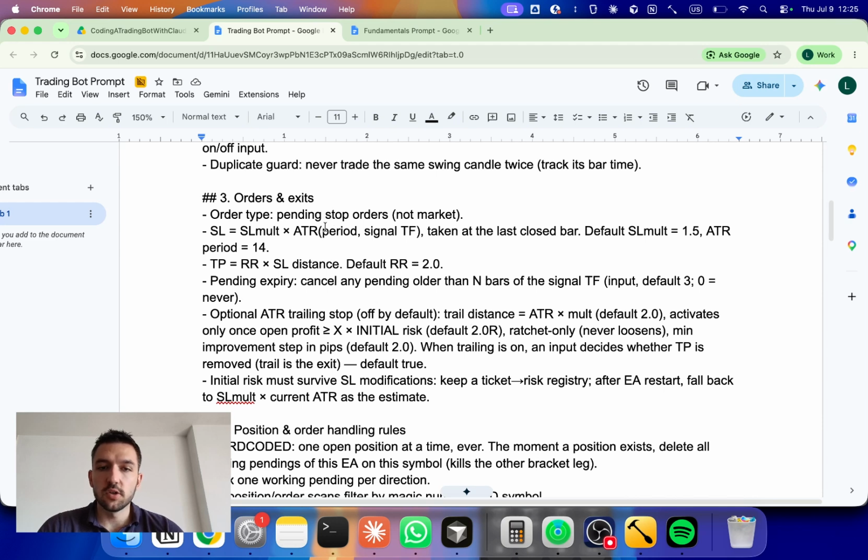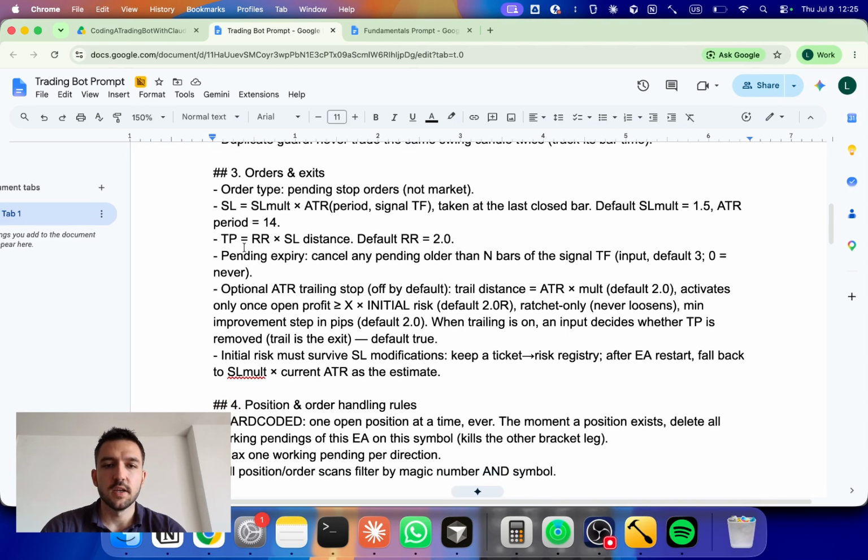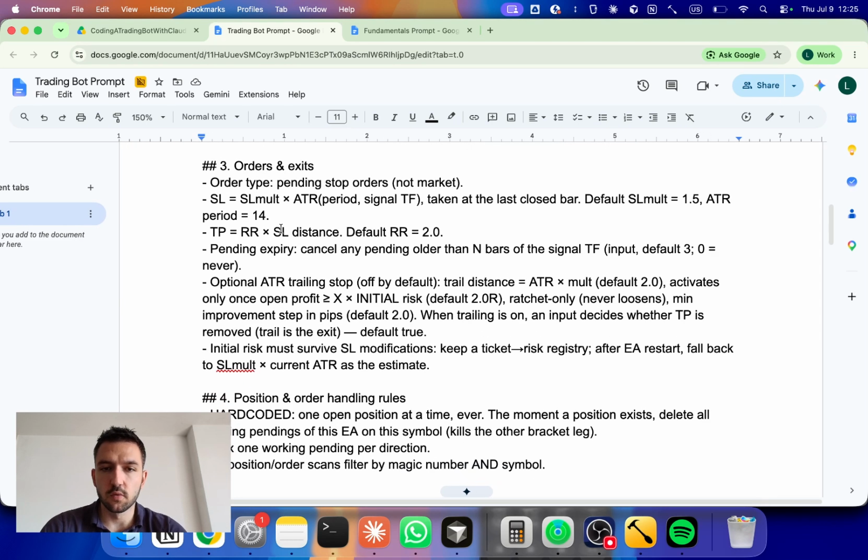So now orders and exits. Order type is going to be pending stop orders. So we're not going to wait for the candle to close. We're just going to put a stop order. So as soon as price breaks up or down, we're going to enter the trade. Stop loss is going to be SL multiplier times the ATR. That's standard. TP is going to be risk to reward times the SL distance. Or we're going to have an optional ATR based trailing stop loss.